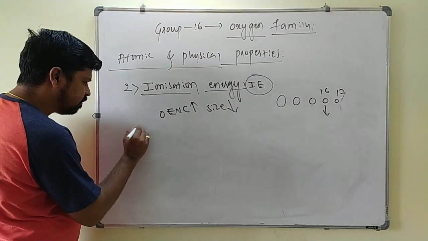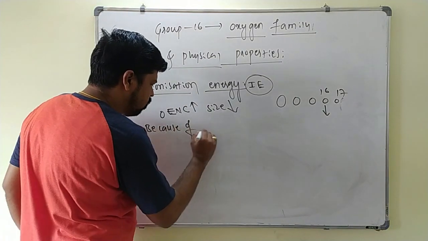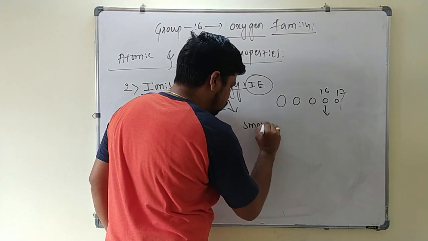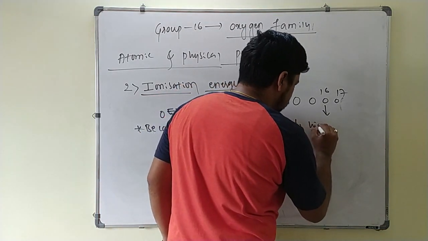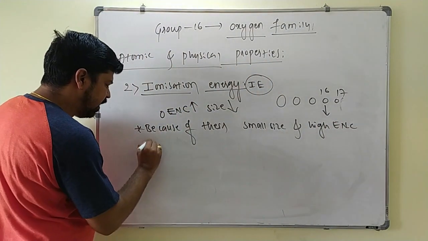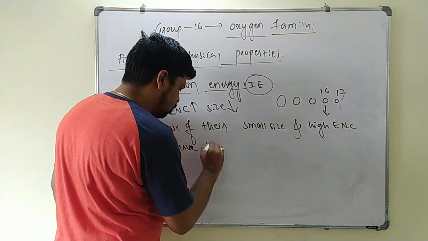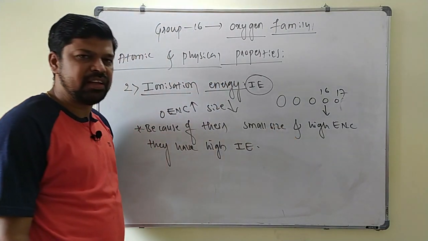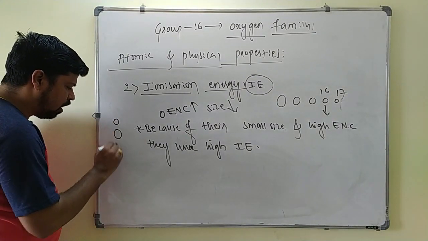So I will write one point. Because of their small size and high ENC, high effective nuclear charge, they have high ionization energy. They have high ionization energy here. So within the group, down the group, what happens?